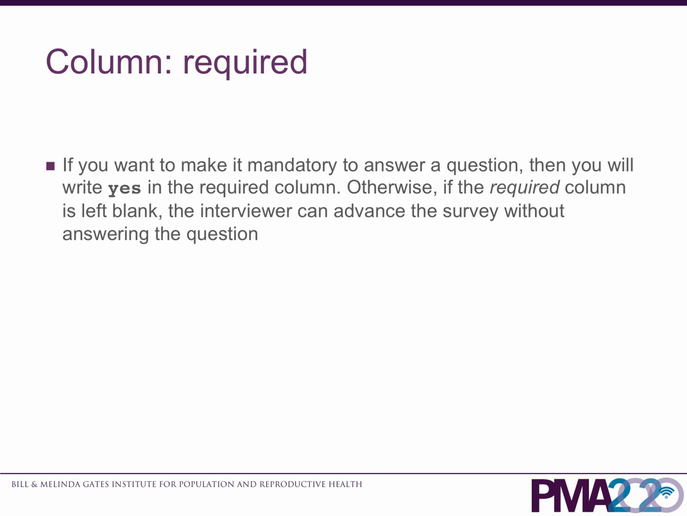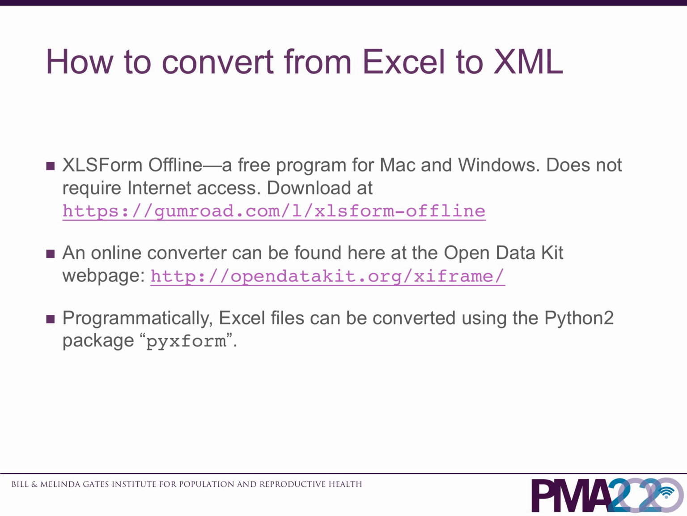ODK is awesome. So we've gone through all the columns and all the question types that we want to talk about in this webinar. Next, we're going to talk about how to convert the Excel file to an XML file that the phone and ODK Collect, the app, can understand. To do this, we use one of several means. The easiest thing to do is probably to download the free program xlsform offline. The URL is shown on the slide. It works for both Mac and Windows, and it does not require internet access after it's downloaded.